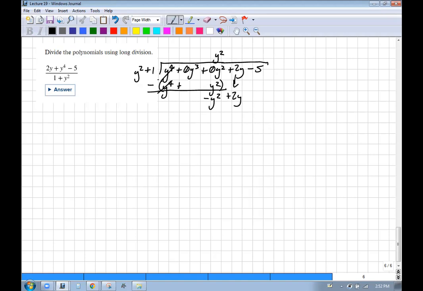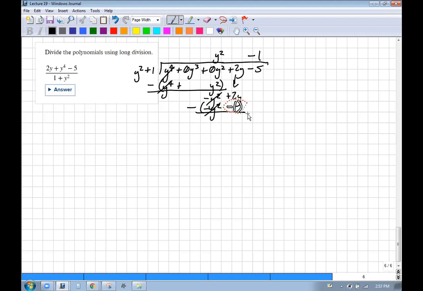We need a negative y squared from a y squared. So we need to multiply it by negative 1. So I'll put over here where there's no y's. Negative 1 times y squared gives me a negative y squared. Negative 1 times 1 is a minus 1. And we need to subtract these. Negative y squared plus y squared cancels like we wanted.